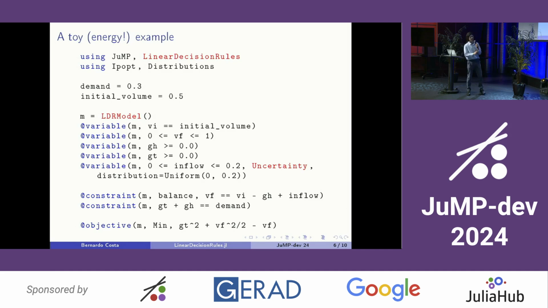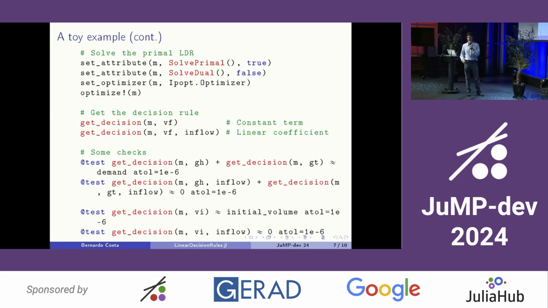So this looks like a very natural formulation, and that's kind of our point here. And to solve it, we set the attributes for solving. So for instance, here it will solve only the primal version, but you could solve both of them. When you call optimize, you set your favorite optimizer. The resulting problem is going to be a linear programming problem, so almost anything will work.